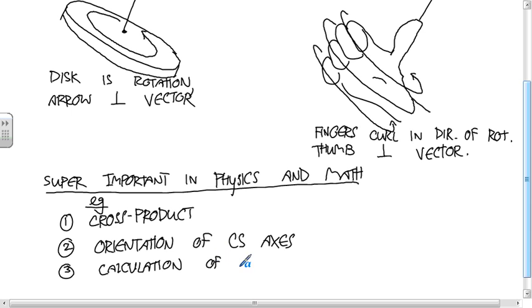Calculation of moment vectors. When we were doing rotational motion, we did everything in a plane, so we didn't really have to worry about moments being vectors. But in three-dimensional motion, moments are vectors, and coming up with the direction of those vectors involves the right-hand rule. So this list goes on, but it's a useful thing in physics and engineering and math.